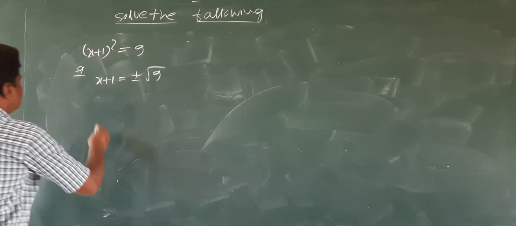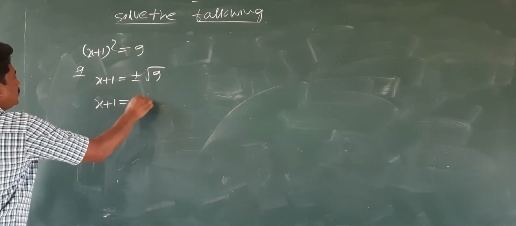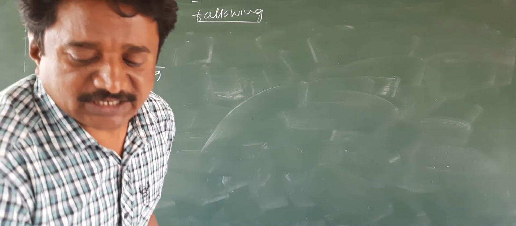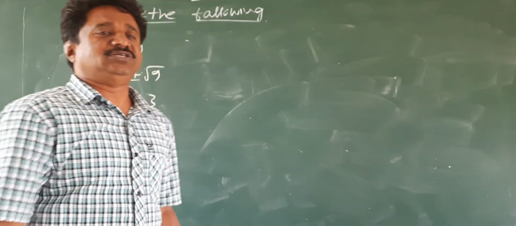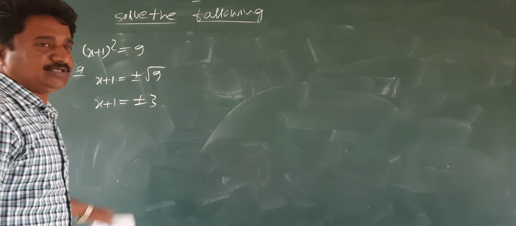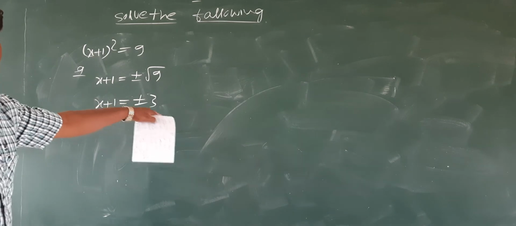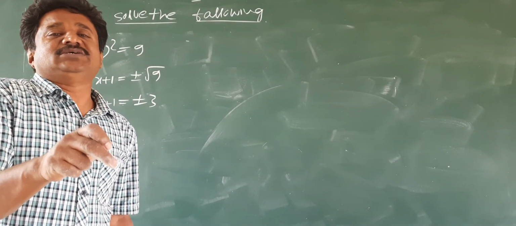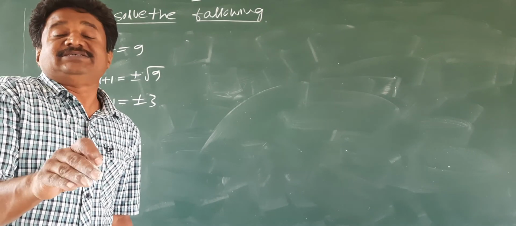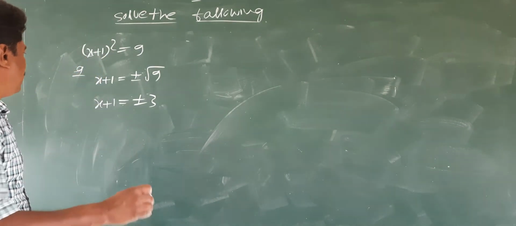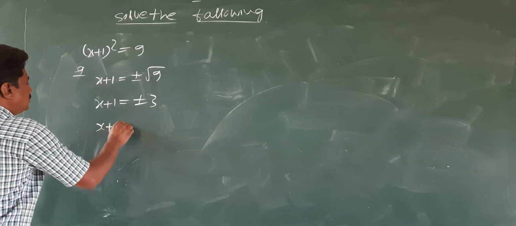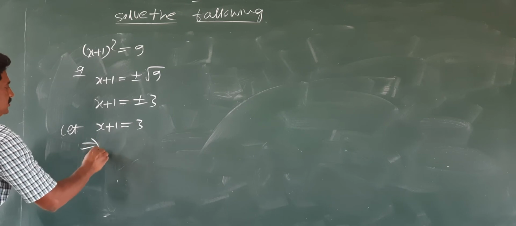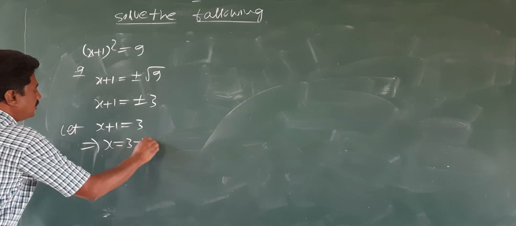So x plus 1 is equal to plus or minus 3. From that you can find two equations: one is plus 3, the other one is minus 3. First you take the plus 3 equation and find the x value. Next you take the minus 3 equation and find one more x value. So x plus 1 is equal to 3, which implies x is equal to 3 minus 1, 2.